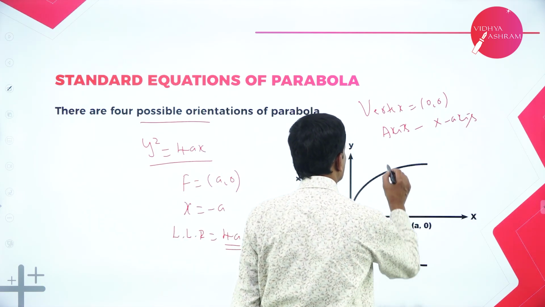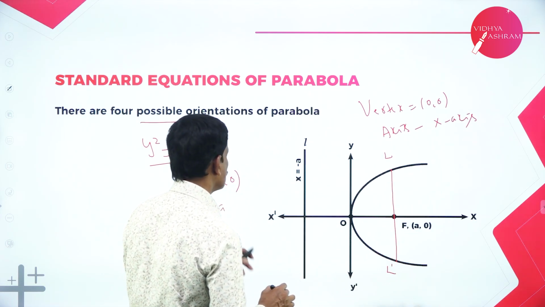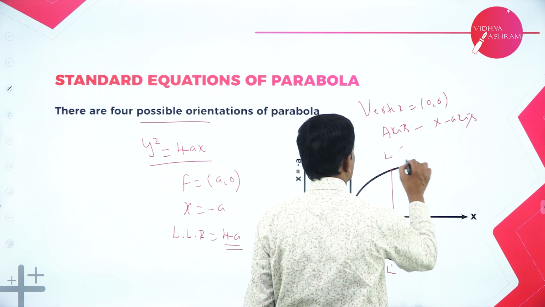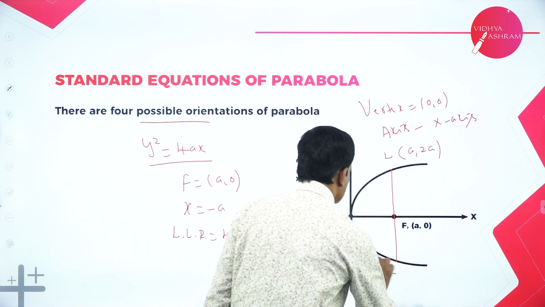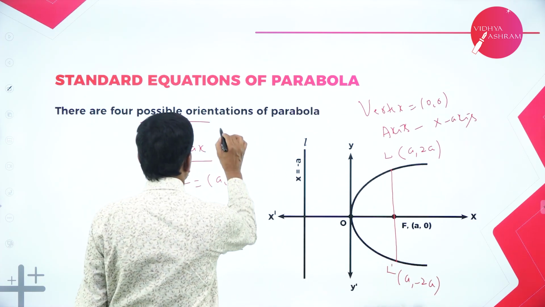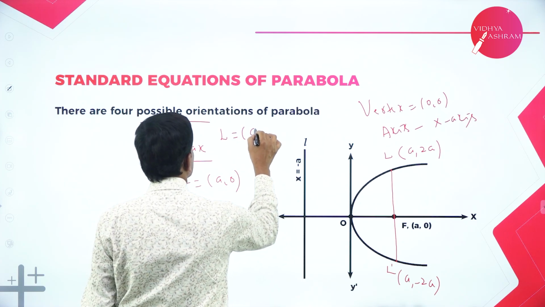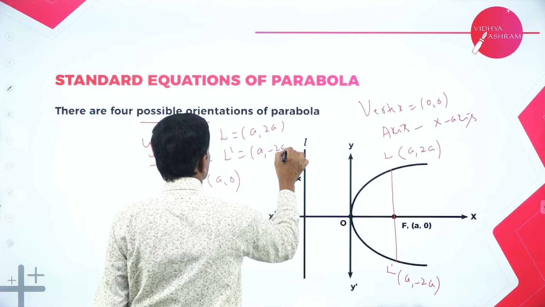L dash is the length of latus rectum, and the length of latus rectum is equal to 4a. The coordinates of the ends of the latus rectum are L equal to (a, 2a) and L dash equal to (a, minus 2a), right.